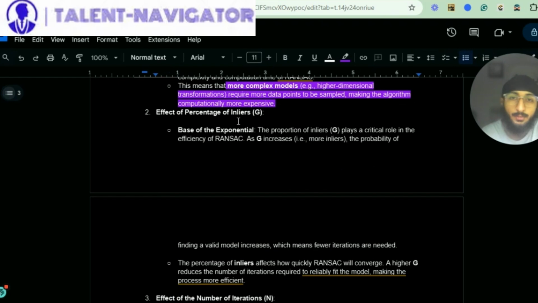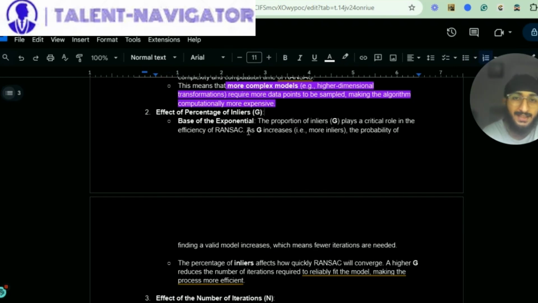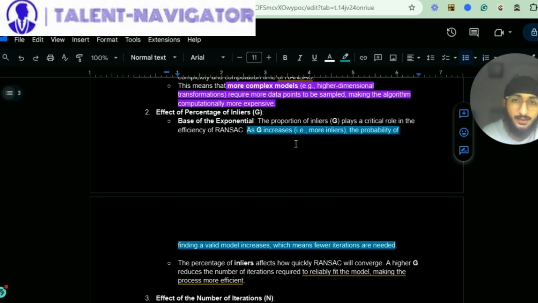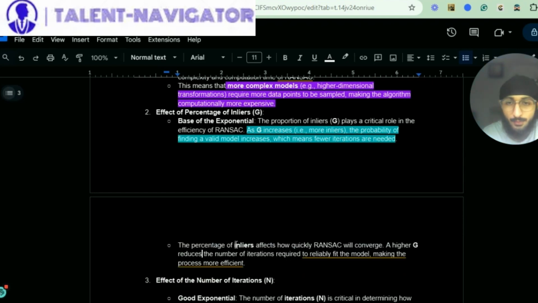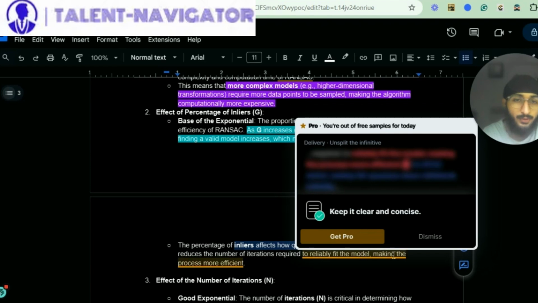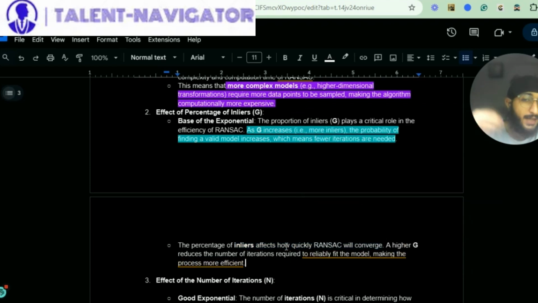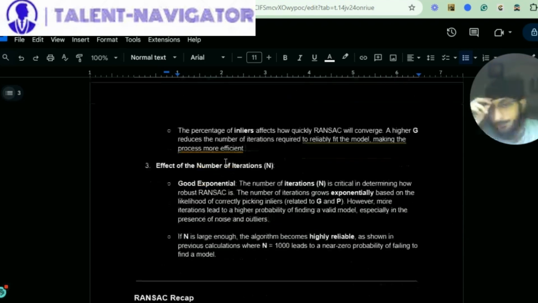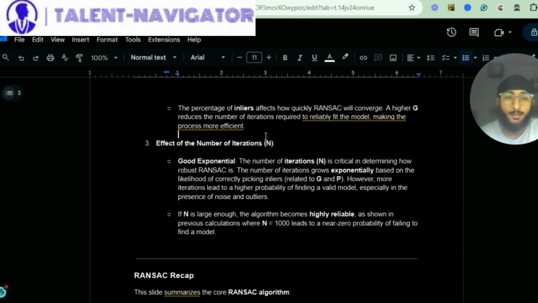Effect of the percentage of inliers G. The base of the exponential, the proportion of inliers G, plays a critical role in the efficiency. As G increases, it means that there are more inliers, the probability of finding a valid model increases, which means fewer iterations are required. The percentage of inliers affects how quickly RANSAC will converge. Higher G reduces the number of iterations required to reliably fit the model, making the RANSAC algorithm converge faster.